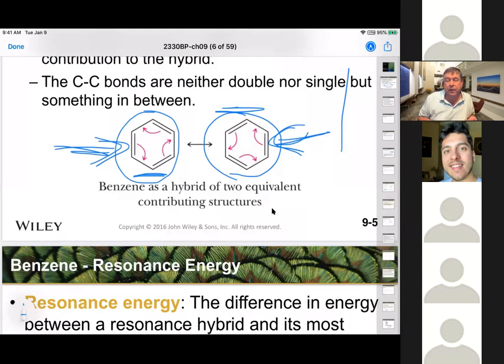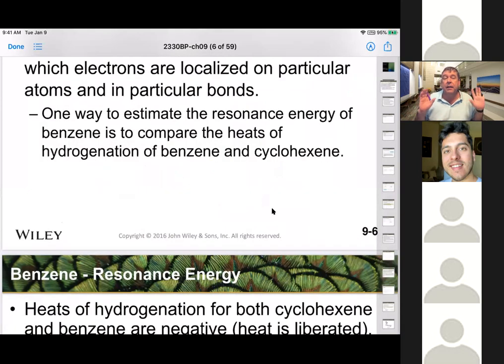Okay. So how do we measure this? How do we say that benzene isn't just three double bonds and three single bonds, it actually has some kind of stabilization associated with having all of these orbitals on top be the same and all the orbitals on the bottom be the same? Well, one of the ways we do this is we use the heat of hydrogenation to measure the difference in energy. If we think about it, an alkene or a double bond has a certain energy. And when you have a pi bond and add hydrogen across that pi bond, it releases heat, okay?